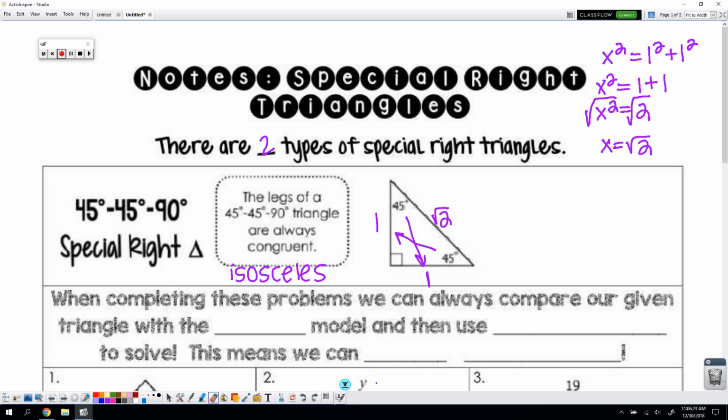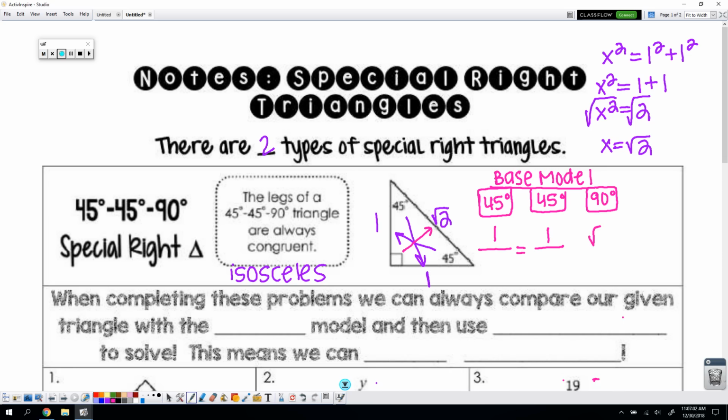So this is what we'll label as our base model. The base model is whatever we put on top. Across from our 45 degrees is 1. Our other 45 degrees is also across from 1. And our 90 degrees is across from the square root of 2.